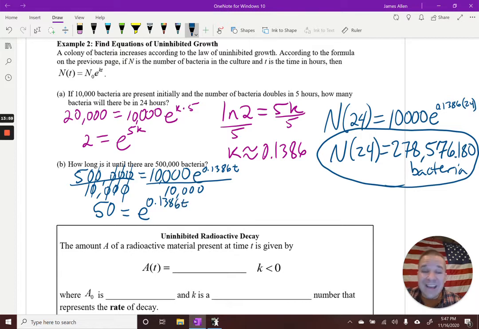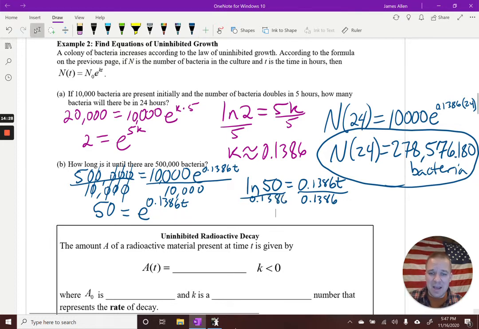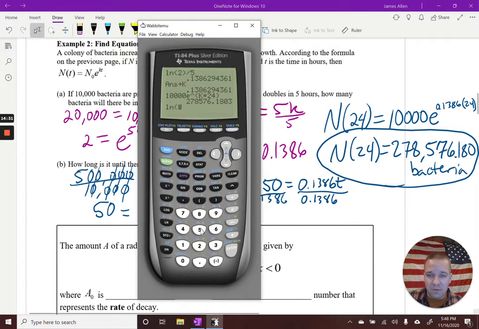Okay. Boom. Now I'm going to rewrite it in log form so that I can solve for the exponent, because the logs are exponents. They help us solve for exponents. Beautiful. Log base E of 50. So natural log of 50 is equal to 0.1386 T, and then I can divide by that. Remember, that's my K value, so I'm going to use the K in my calculator that I've stored. Coming in so handy here, coming in clutch. Let's pull that up. So I have natural log of 50 divided by, and then alpha K, enter.